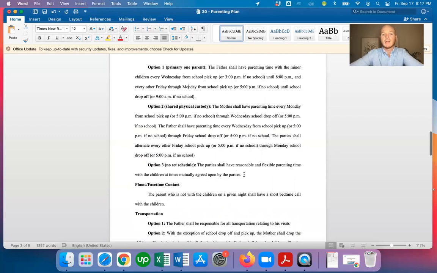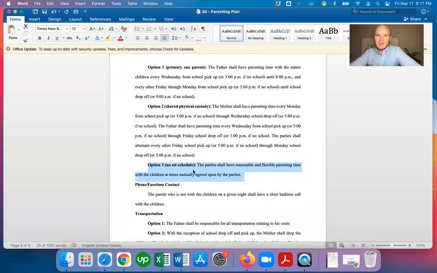But you don't necessarily have to have a set schedule. If you've got older kids, for example, or you've got two parents who work really well together, they may not even want to put a schedule in stone. They may feel that they can work it out amongst themselves.